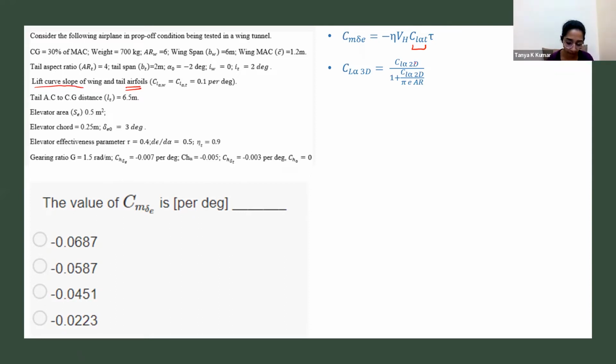We need the 3D value. How do you relate 2D and 3D? It's using this equation. Now we have to find out the CL alpha tail 3D. Okay, so we start with this. CL alpha tail 2D is given in the equation. They've asked you in per degree, so we'll retain the units as per degree. Okay. 1 plus CL alpha tail 2D is 0.1 by pi is 1. Aspect ratio of the wing is 6.